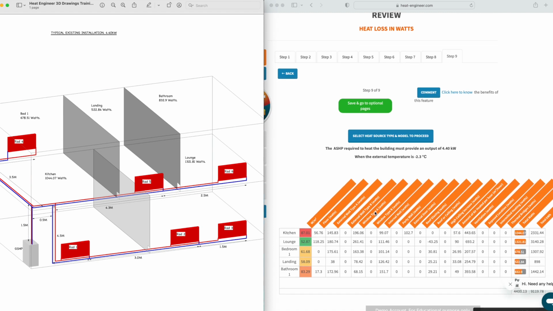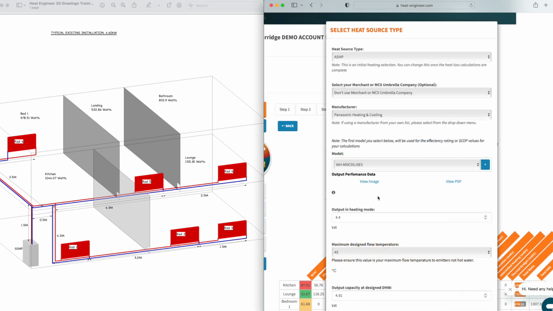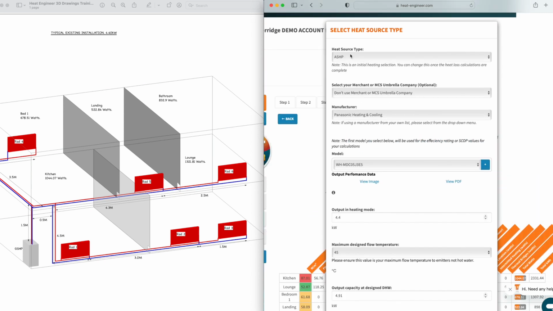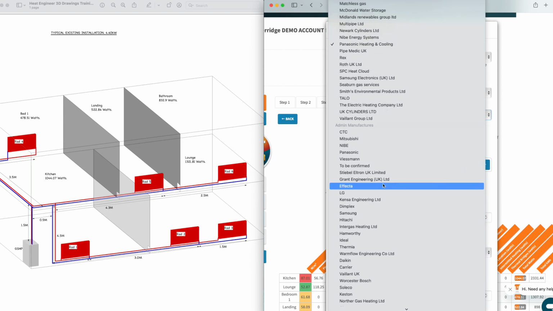Now, to subscribers that are existing at the moment, you know that when you get to this stage at page 9, you need to select your heat source type and model to proceed. So we click on that, and this page drops up. We've got an air source heat pump. We're choosing Panasonic for this one, and the reason that we're going to choose this one is I'll show you now. We've got a facility now where every manufacturer, and you can see we've got hundreds of them, dotted around. There's literally hundreds of them on here.